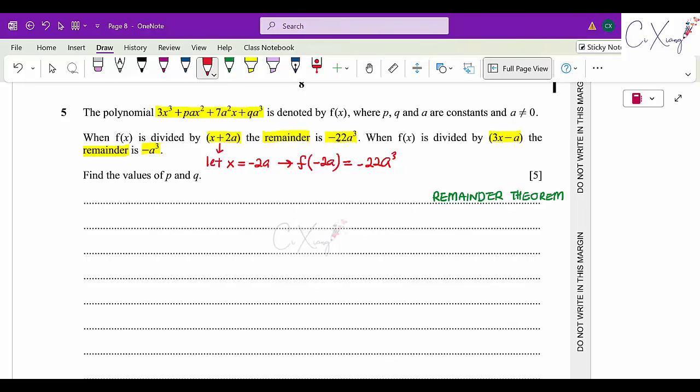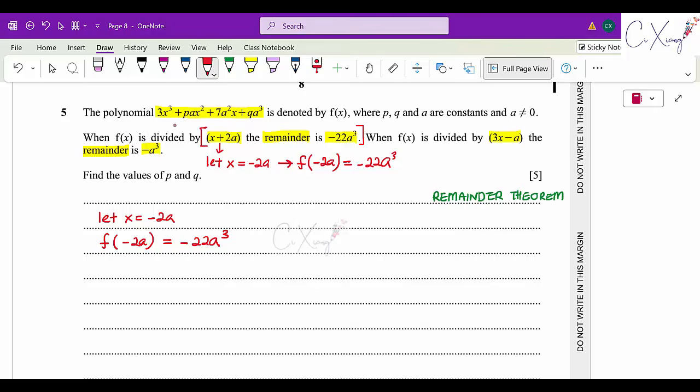So the first one, I'm using the first information here. Divided by x plus 2a, the remainder is negative 22a to the power 3. And I let x equals negative 2a, apply the remainder theorem. So I substitute it into the function f, I will get the remainder equals negative 22a to the power 3.